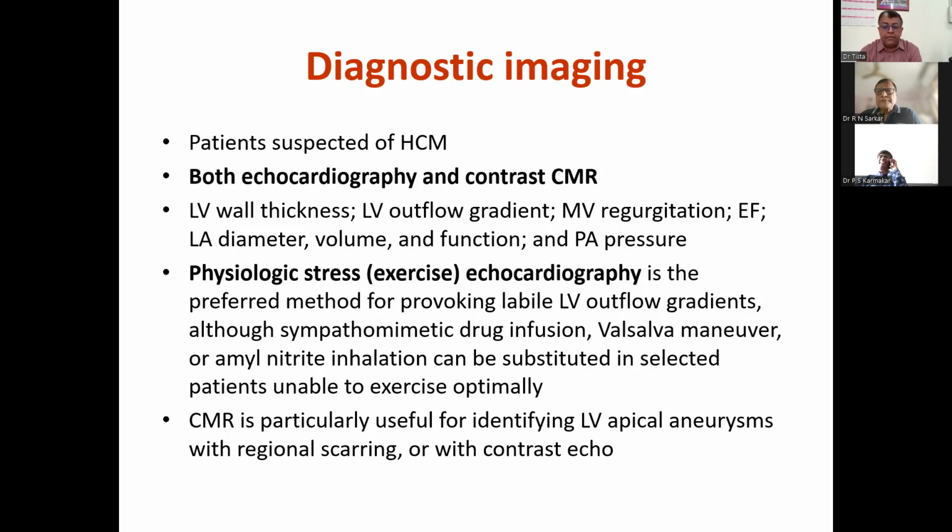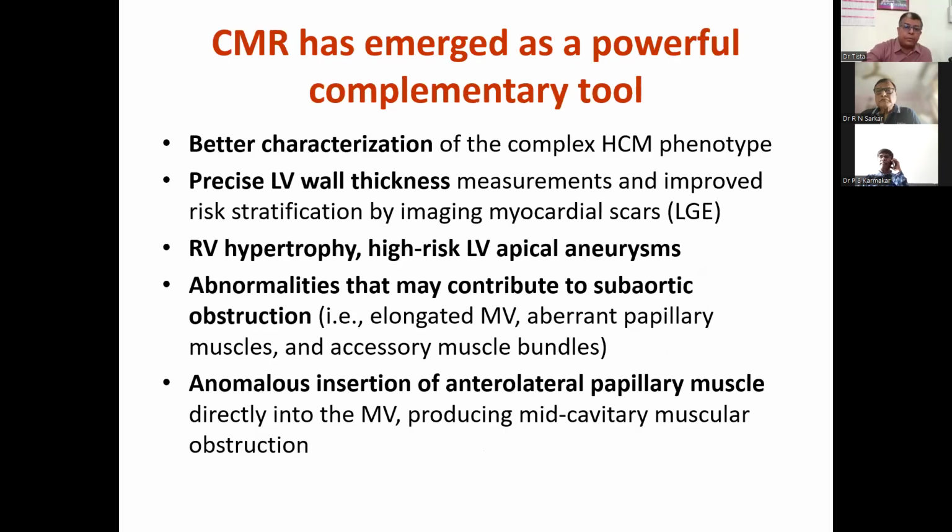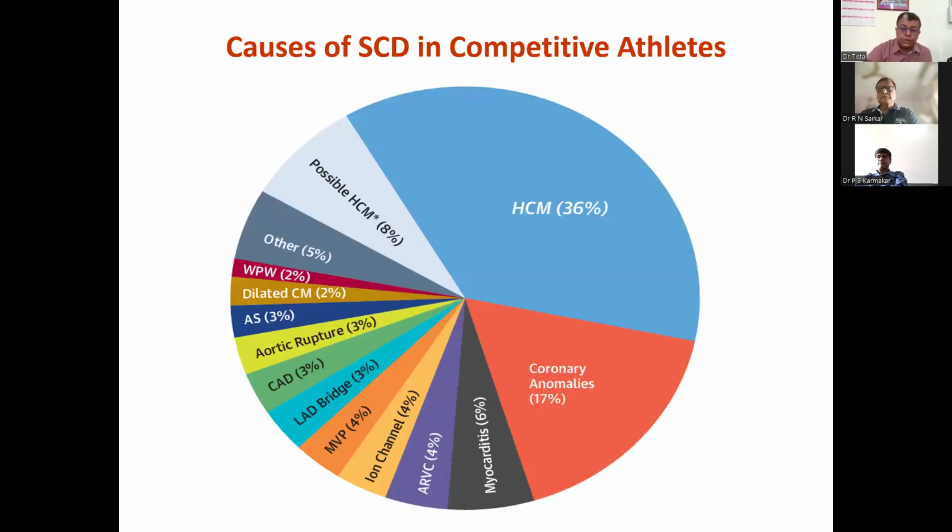It can even identify LV apical aneurysms, which is often associated. It can identify scarring, and these are all prognostic markers in a patient of hypertrophic cardiomyopathy. So basically, CMR is important, with better characterization, better RV characterization, and other abnormalities that will contribute to subaortic obstruction, as we were talking about, like anomalous insertion of anterolateral papillary muscle directly into the mitral valve producing a mid-cavitary muscular obstruction.